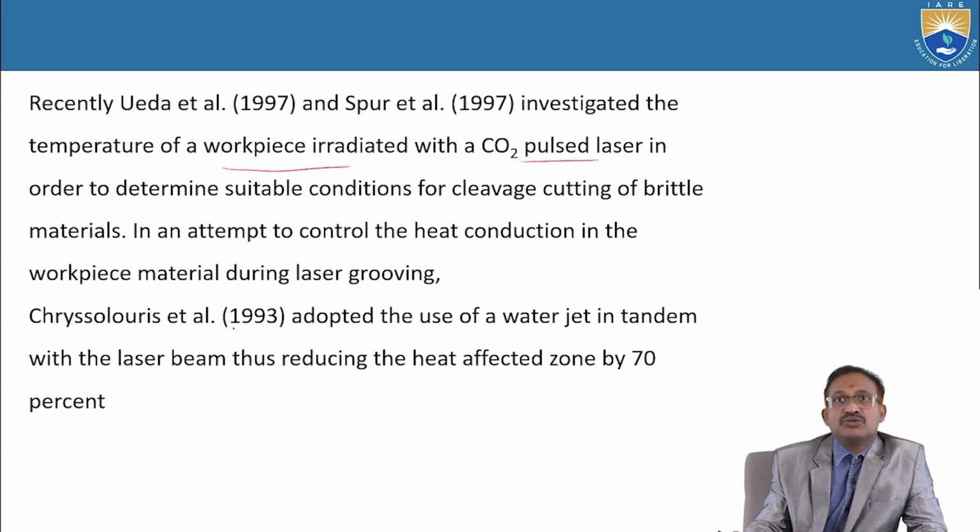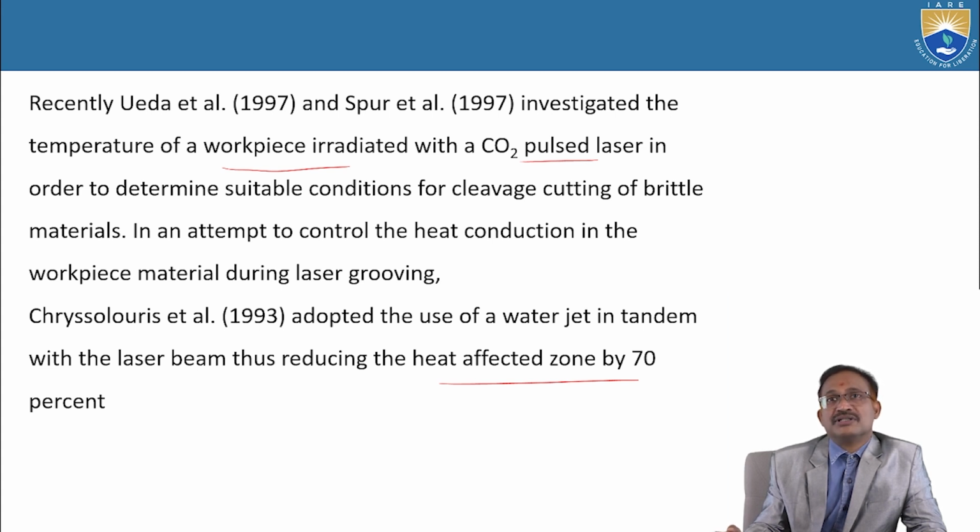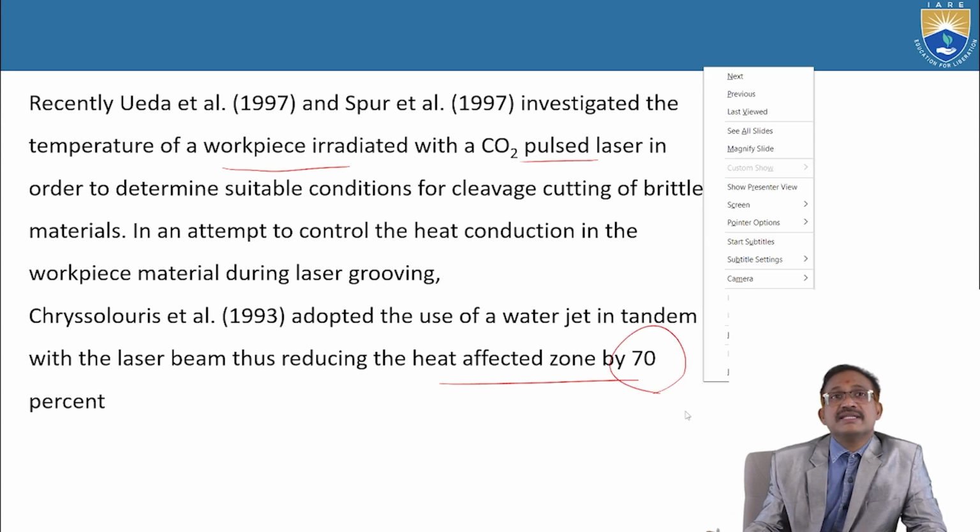Okay, so during 1993, Chryssolouris adopted the use of a water jet in tandem with the laser beam, thus reducing the heat affected zone by 50%. So here, the main important point is heat affected zone. While we are machining, that is cutting, the heat will affect the nearby zone. That is nothing but the heat affected zone. If it affects, the residual stresses will be found later that will impact the structure of the material in later stages during the operation. So we have to reduce that heat affected zone. So here the heat affected zone is reduced by 70%.